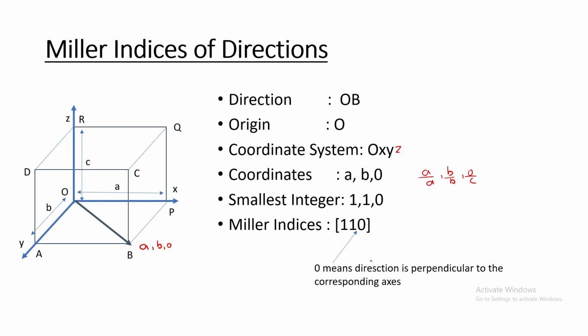As usual, the 0 indicates that the direction is perpendicular to the corresponding axis. See here, in this direction, OB is perpendicular to the Z axis. This corresponds to the Z axis.